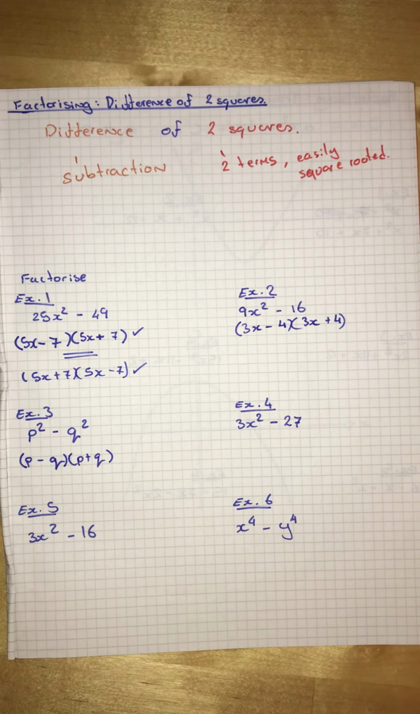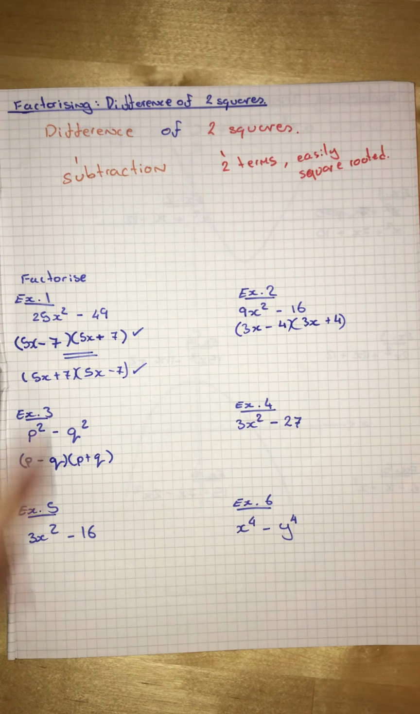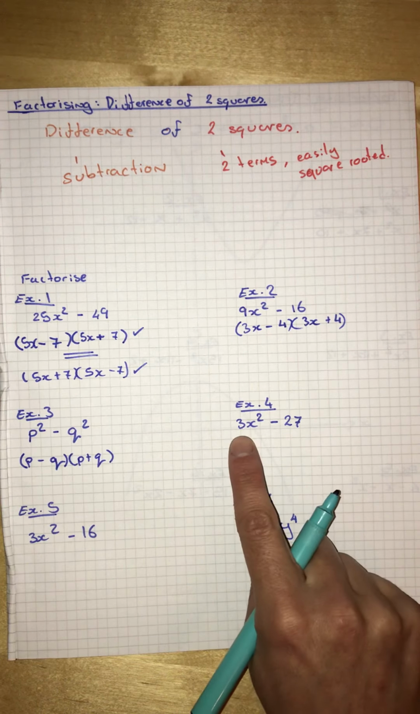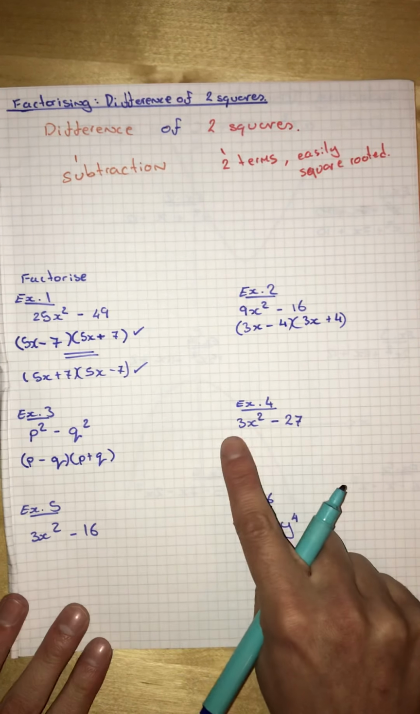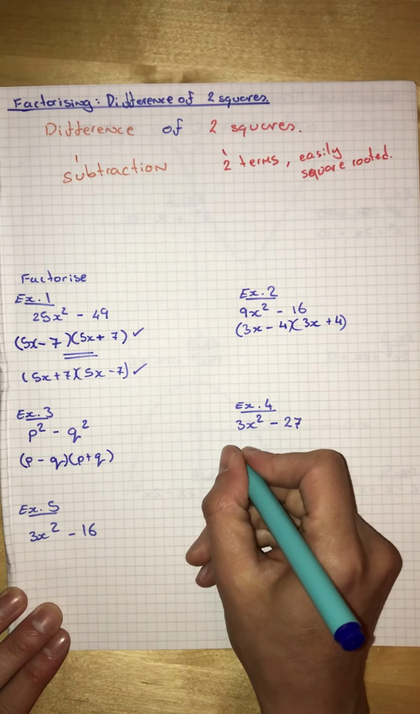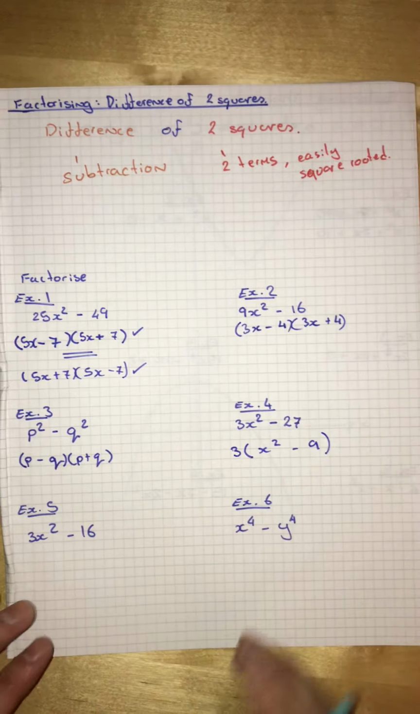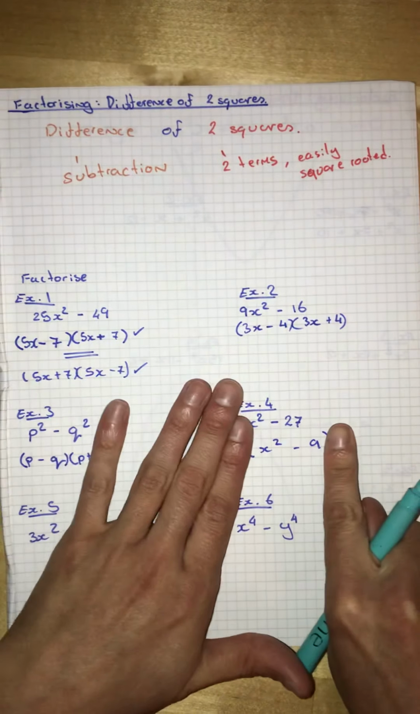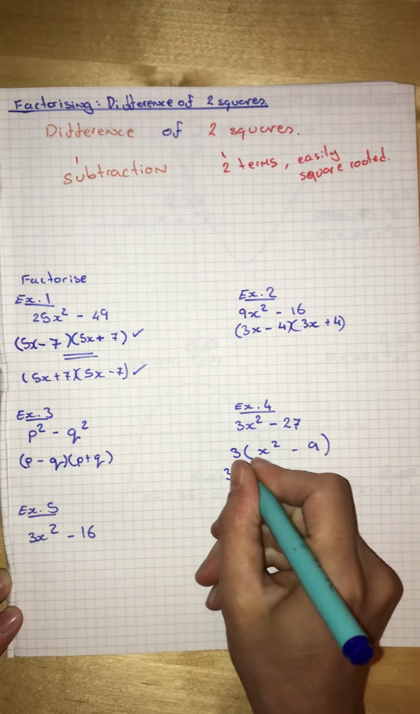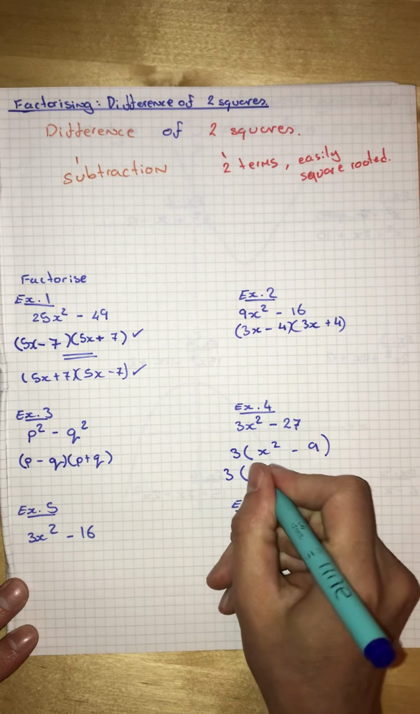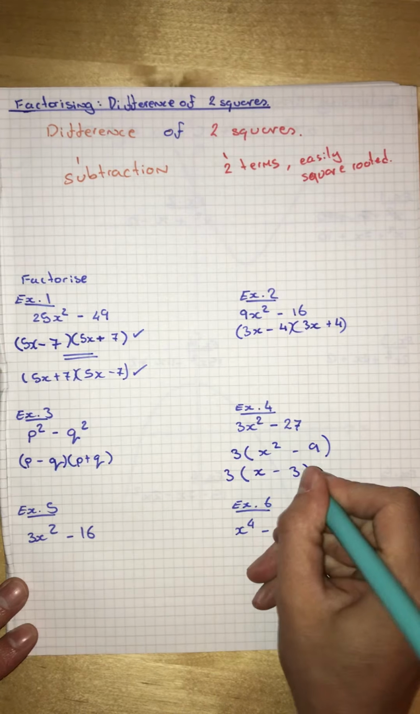Now, these aren't straight away easily square rootable. But the thing with factorising is always check what we can do first. There's three types of factorising. This is the second type. The first time we learned about factorising, we did common factor, and you always should check to see if you need to do a common factor, and there is a common factor in these terms. So we can take out a common factor of 3, leaving x squared minus 9, and then difference of two squares within that bracket. Square root of x squared is x, square root of 9 is 3.